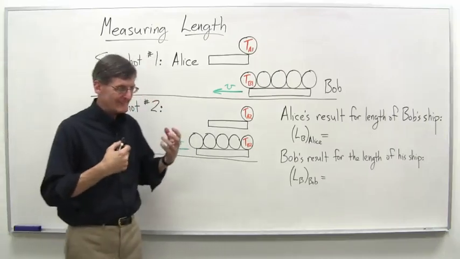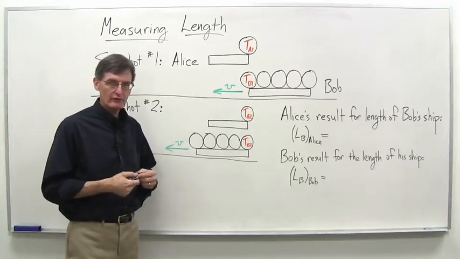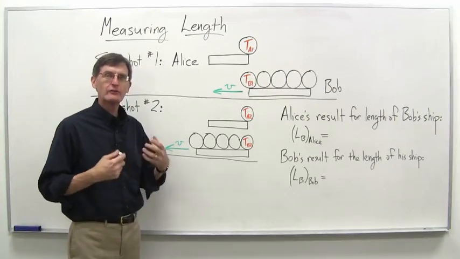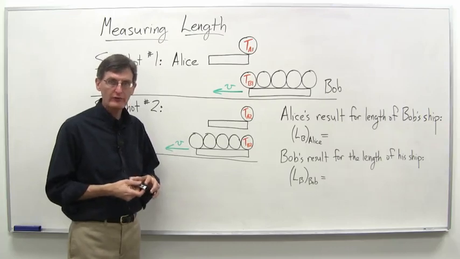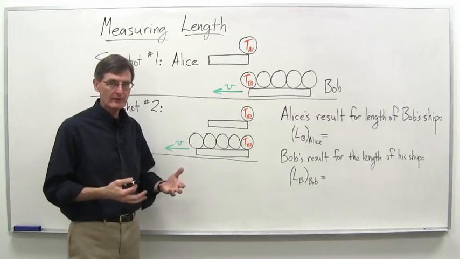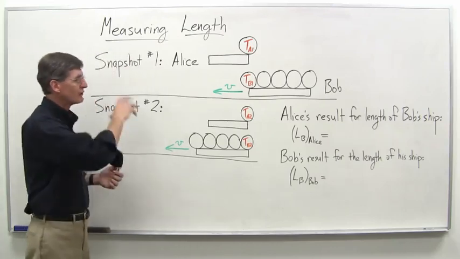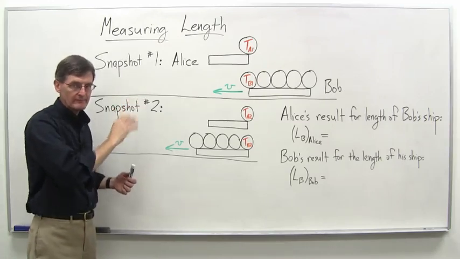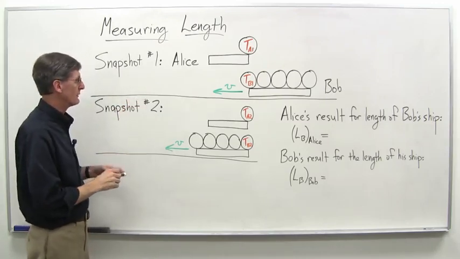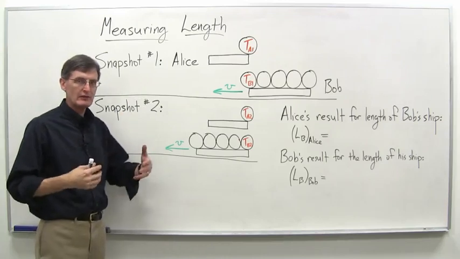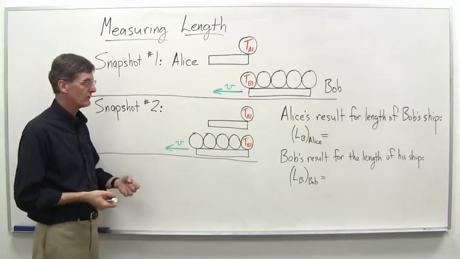Now that we've seen some of the results of the special theory of relativity in terms of measuring time, more specifically the time dilation effect, let's turn now to measuring length and see what we can find out about that, especially measuring the length of a moving object.